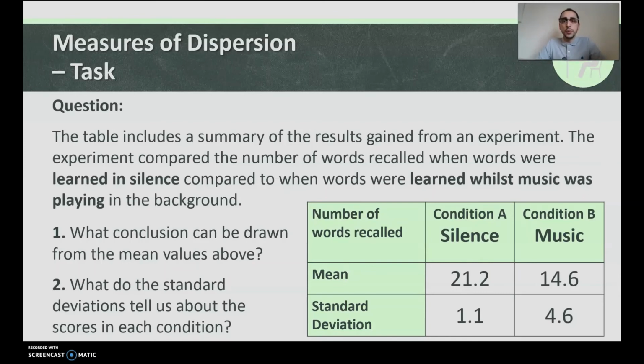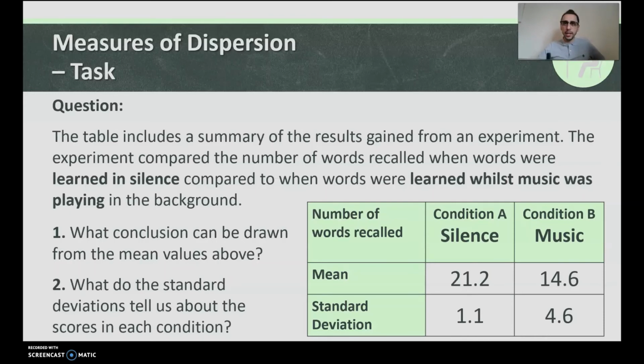Number of words recalled. So we've got the mean and the standard deviation. And we've got condition A, which is learning them in silence, and condition B, which is learning them with music in the background. So we can see the mean number of words remembered in silence was 21.2. And the mean number of words learnt in condition B, the music condition, was 14.6. The standard deviation for condition A, silence, is quite small, it's 1.1, whereas the standard deviation for the music is 4.6, so slightly higher. What conclusions can be drawn from the mean values above? And then what do the standard deviations tell us about the scores in each condition?